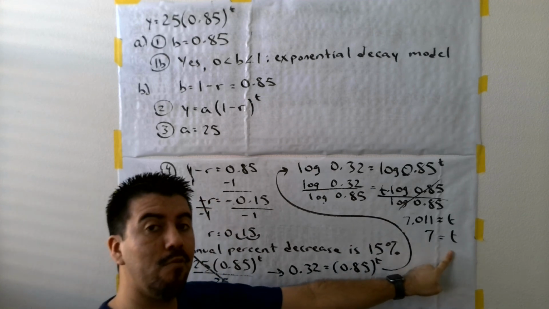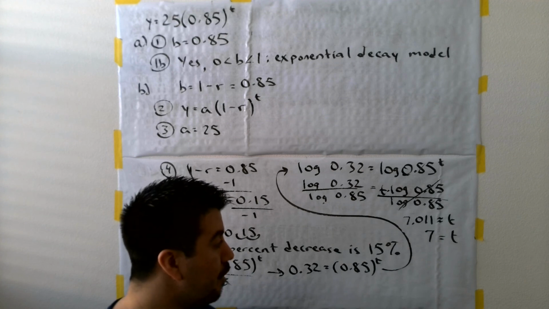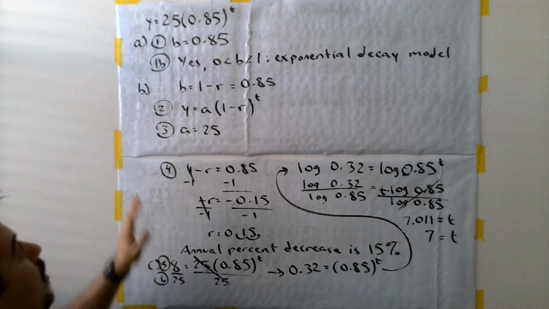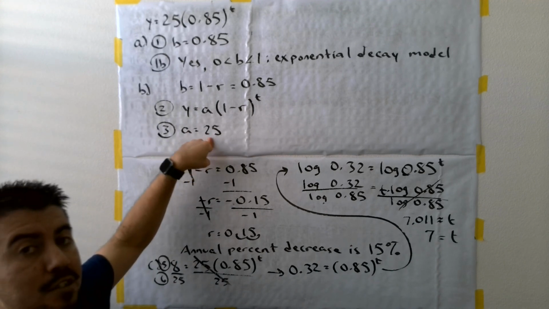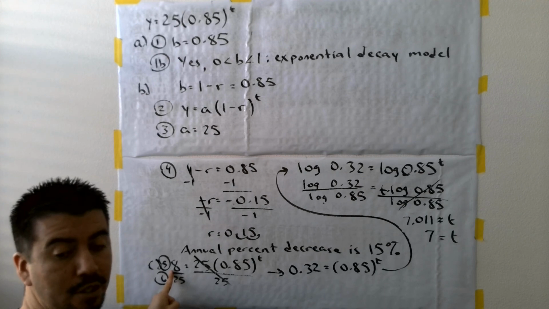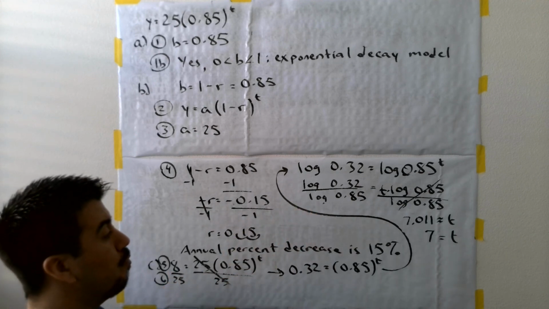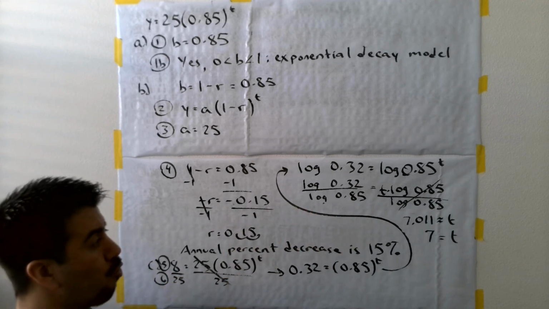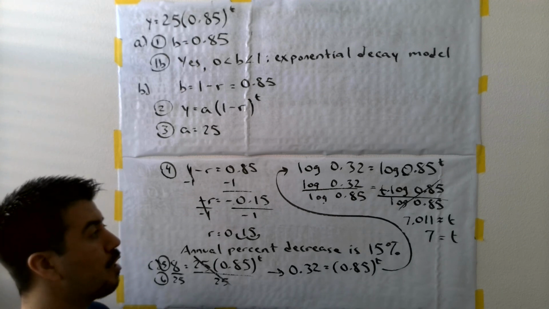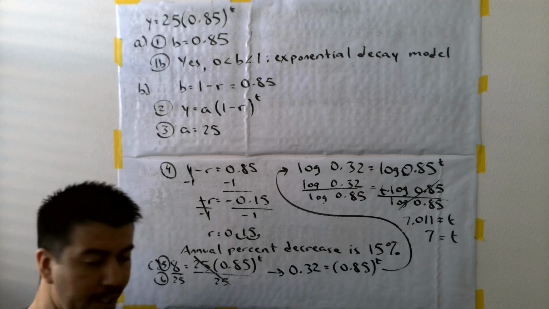Now remember, t represents the number of years. So roughly, it's going to take 7 years for a new car valued at $25,000 to drop down to just $8,000. Okay, that's method number 2. It's a shortcut way of trying to figure out the value, and hopefully that's helpful. We're going to do a couple more problems where we'll involve that again.